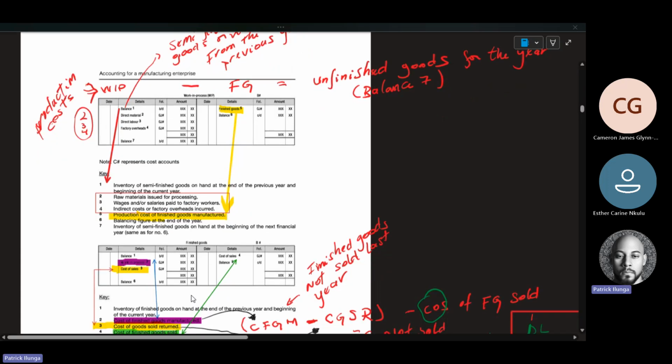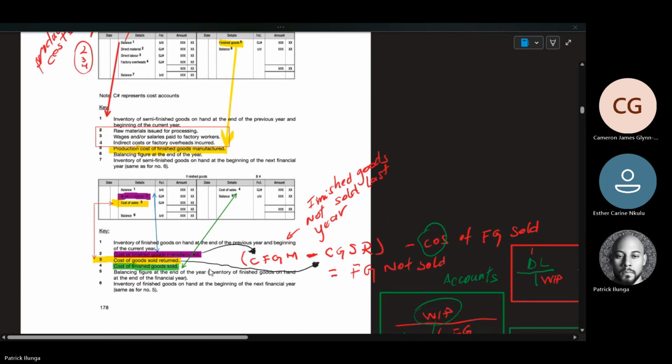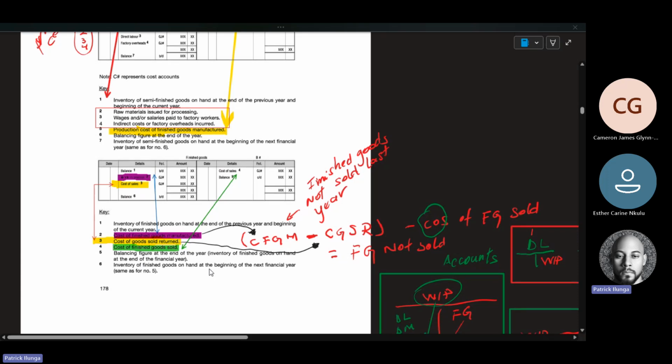And obviously those finished goods, if we look at the finished goods account, on your left-hand side you have what came from the work in process. And on your right-hand side you have your cost of sales, because we need to find what is the cost of those finished goods.